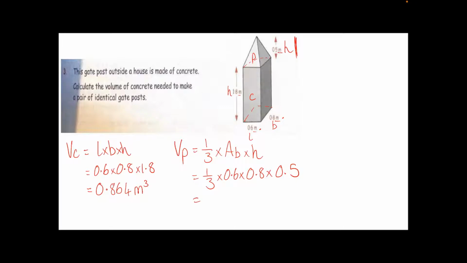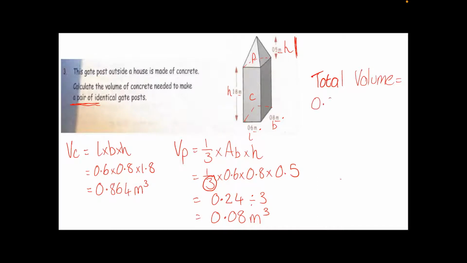If I pop that into my calculator, I'm going to do 0.6 times 0.8 times 0.5 to give me 0.24, but that's just my multiplying. I still have to deal with my third, so we are dividing by 3, and that gives us 0.08 metres cubed. To get the total volume then, we need to add our two volumes together. And so that is going to give me 0.944. Be careful there when adding the decimals. And that's still metres cubed.